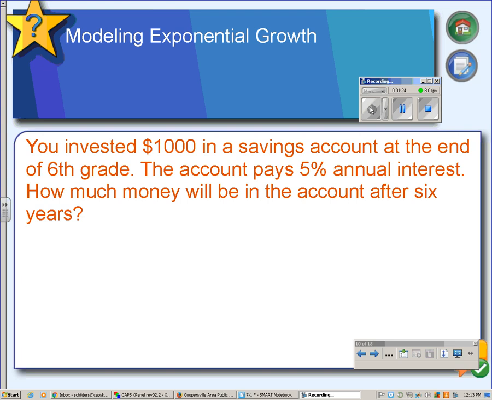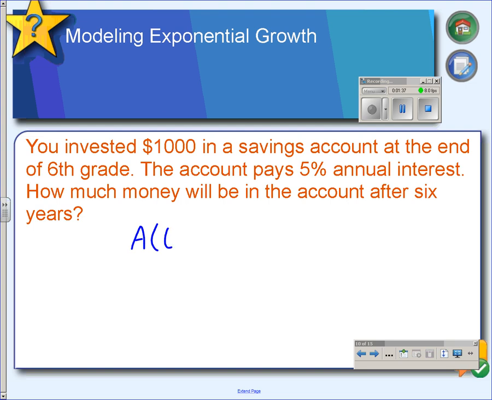So here we have an example. Suppose we want to invest $1,000 in a savings account and the account pays 5% annual interest. How much money will we have at the end of 6 years? So using our formula, we're looking for A of t, the ending amount, after a period of time, and that time is 6 years. So we're looking for the amount at the end of 6 years.